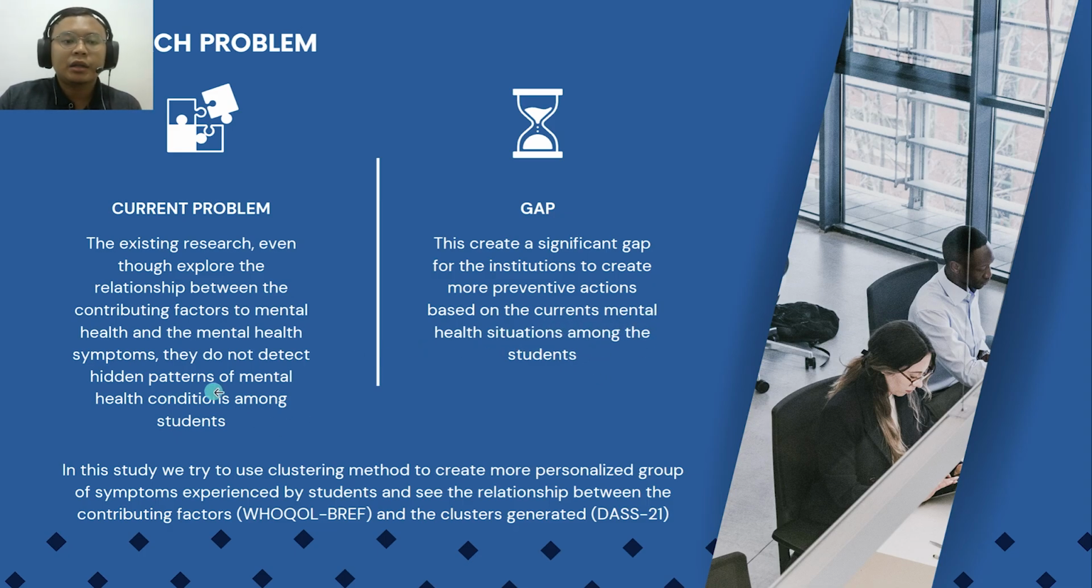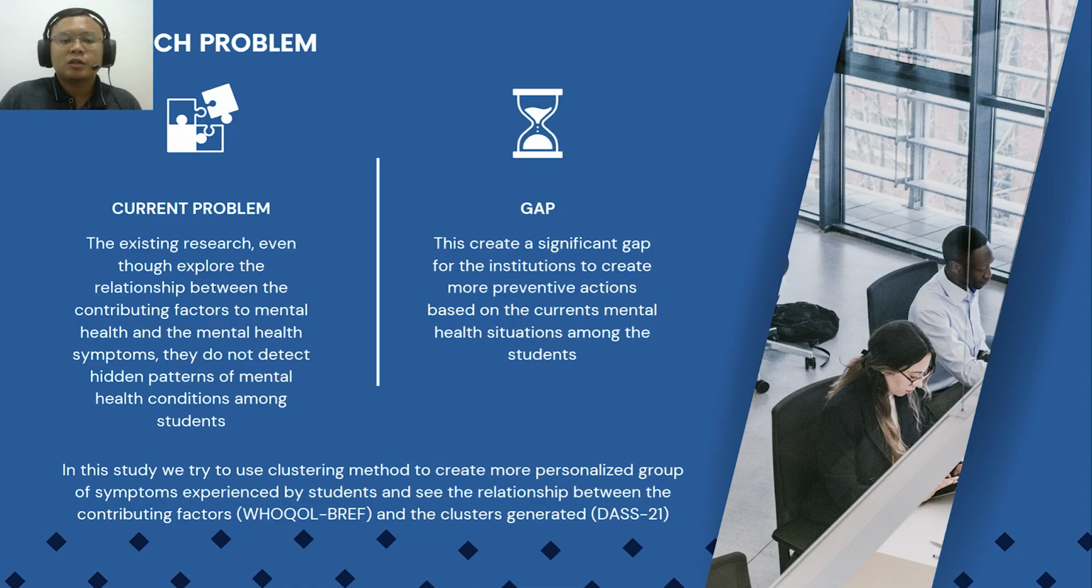What do we mean by hidden patterns of mental health condition among the students? It refers to the mental health conditions experienced by students inside a university itself. For example, regarding depression symptoms, maybe one group of students has mild symptoms of depression, while another group experiences moderate to severe depression symptoms. And maybe another group of students, still in the same university, of course, experiences not only depression but also stress. This kind of situation is very hard for the institution to address.